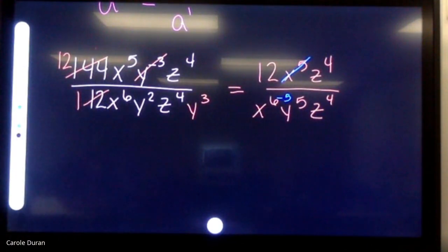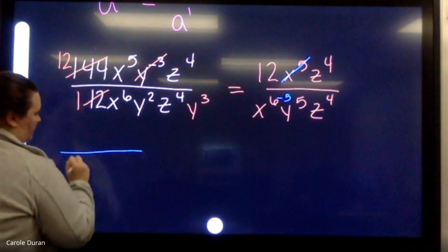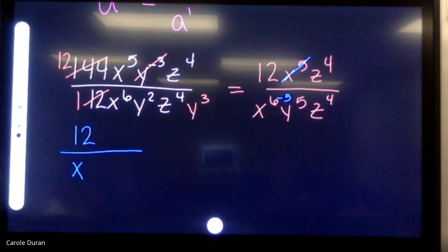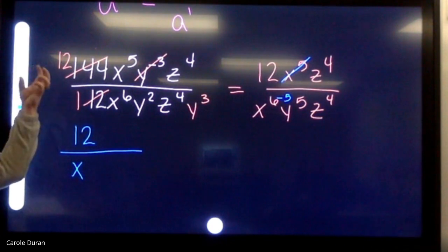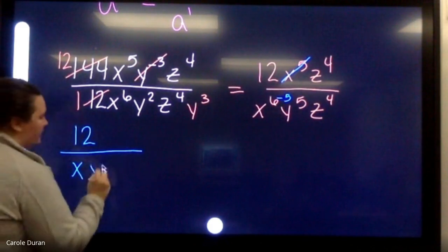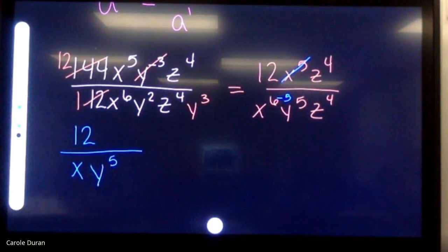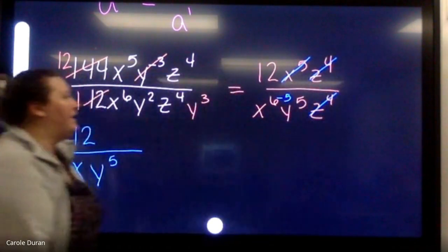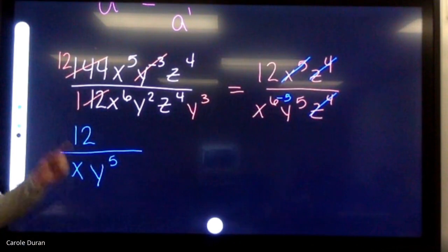So it's going to become x, right? I do the same thing with my y's. Is there a y in my numerator to compare with the y in my denominator? No, so the y in my denominator is staying. What about my z's? Which one's bigger? They're both the same. Neither. Because they're the same, they're going to eliminate themselves altogether. So z is gone, which means my final answer is 12 over x times y to the 5th.